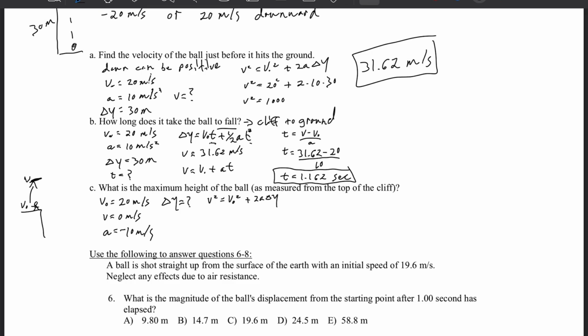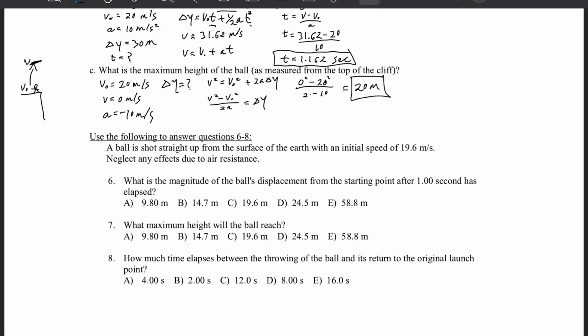So v squared is equal to v naught squared plus 2a delta y. V squared minus v naught squared divided by 2a is delta y. Just rearranging. 0 squared minus 20 squared divided by 2 times negative 10. I get 20 meters.